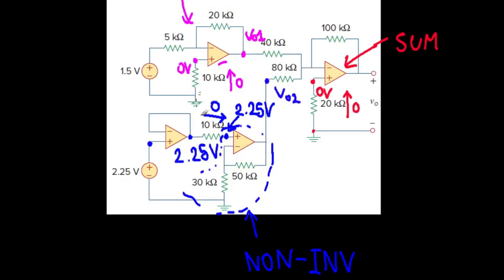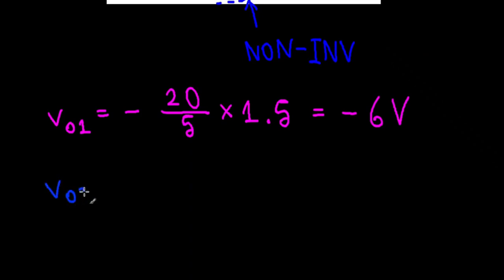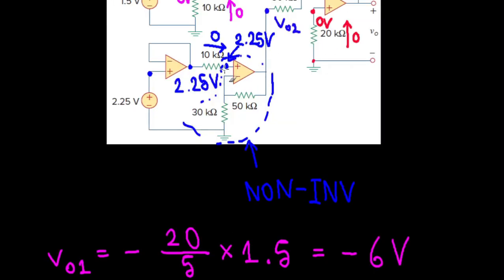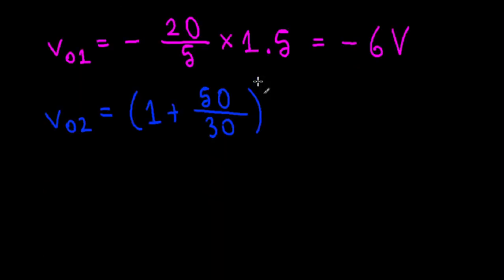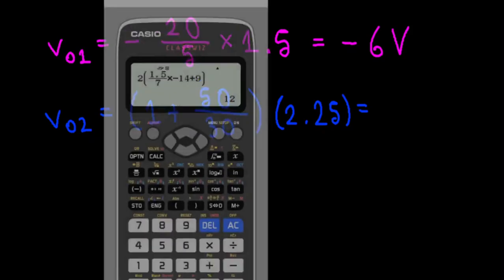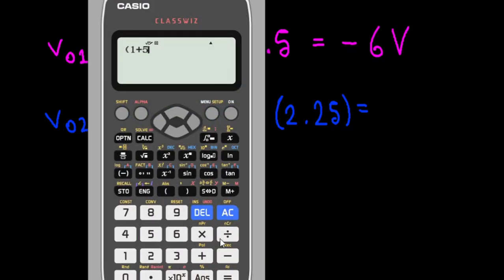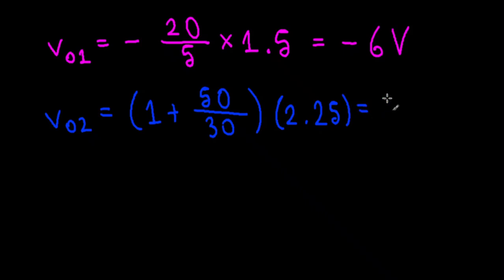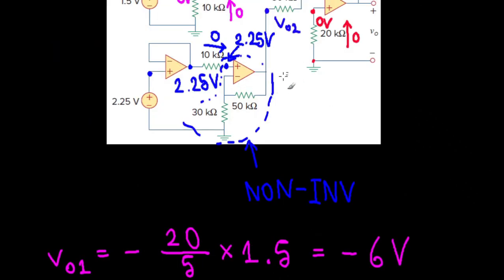We have two more amplifiers to go. Here, this is a non-inverting amplifier. Your feedback is 50, your other resistor is 30. So this one is going to be your V output 2. It's going to be 1 plus your feedback, 50 divided by 30, kilos cancel out, multiplied by your source, which is 2.25, as we discussed. Let's bring out the calculator: 1 plus 5/3 multiplied by 2.25. This gives me 6 volts. So this one is -6, and this one is 6.